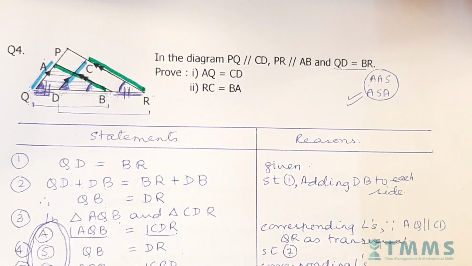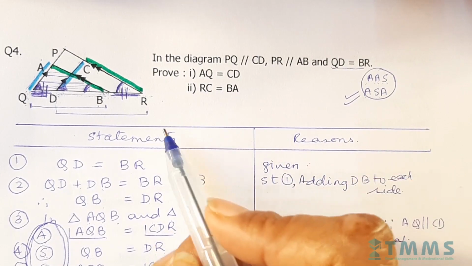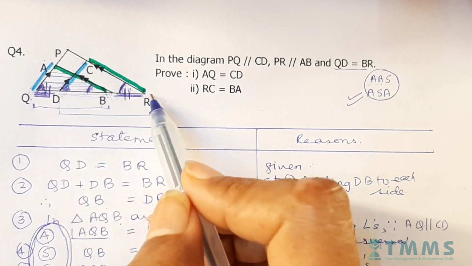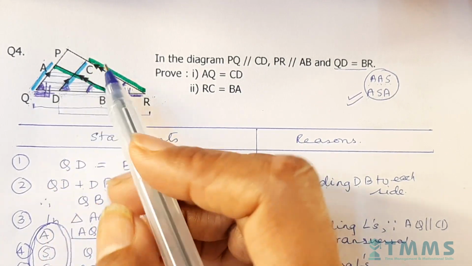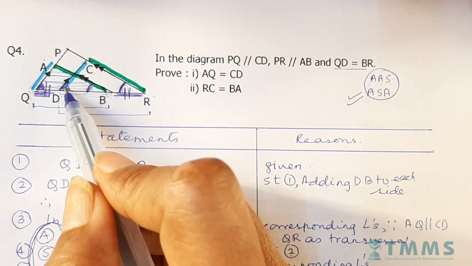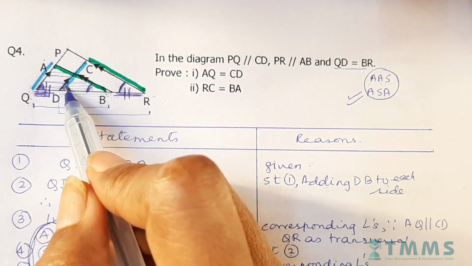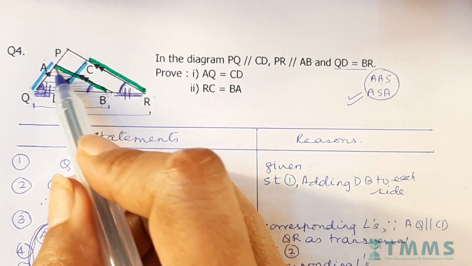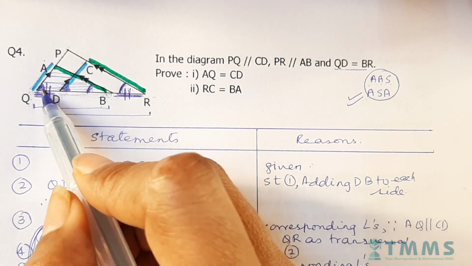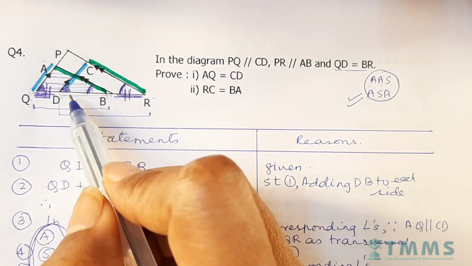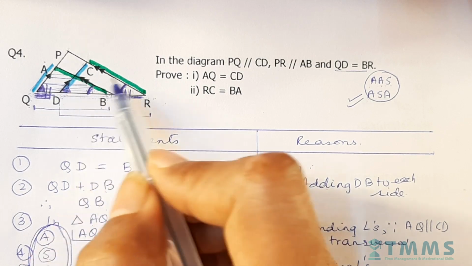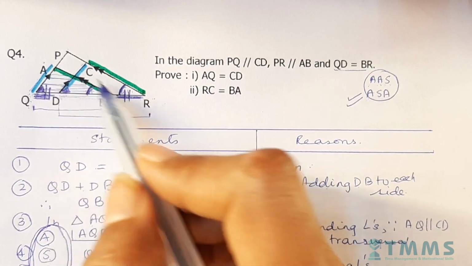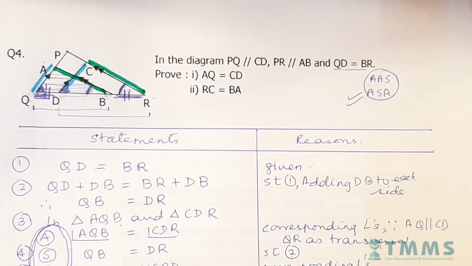What is our second part? RC equal to BA. Now RC is part of this triangle and BA is part of this triangle, but both of them are opposite the shaded angles. Now these shaded angles over here, they are congruent already, they are equal. So opposite equal angles will be the corresponding sides. So this will have AB opposite to it. This angle which is equal to this will have CR also, and they will be the corresponding sides. So AB and CR are going to be corresponding sides.